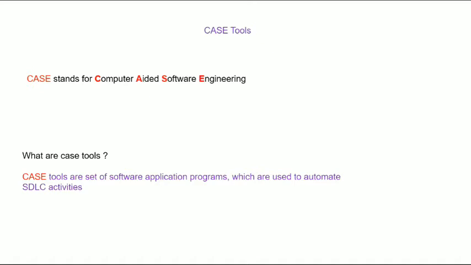So what are case tools? Case tools are a set of software application programs which are used to automate SDLC activities. Now, the word SDLC comes here. As has been discussed with you earlier, SDLC stands for Software Development Life Cycles. There are so many types of SDLCs. As an example, you may remember the waterfall model. In the waterfall model, you have found that it consists of several phases, right from analysis, then the design, then the testing and other phases.